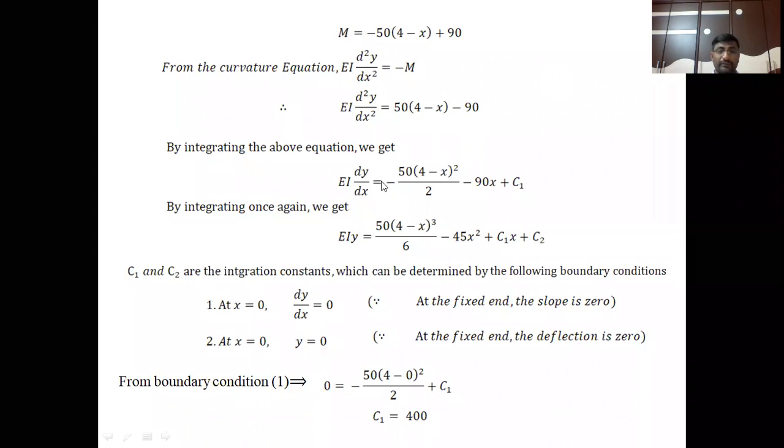These are the 2 expressions for slope and deflections. So we have to find the integration constants by using boundary conditions, the same boundary conditions as mentioned earlier for the simply supported beam. Here the cantilever beam is there.